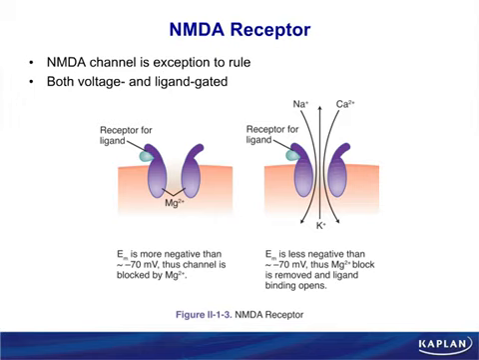Notice what it conducts. It's a non-selective cation channel. So sodium can move, calcium can move, potassium can move, but the sodium and calcium effect is going to dominate. It will cause the membrane potential to move toward zero. So again, the NMDA receptor is the exception to the rule. It's both voltage gated and ligand gated. It will not open without the ligand, and it also will not open if the membrane potential is more negative than minus 70 because of the voltage block.